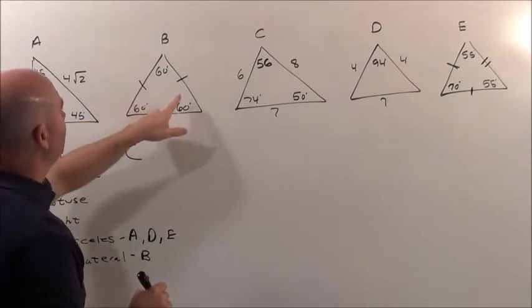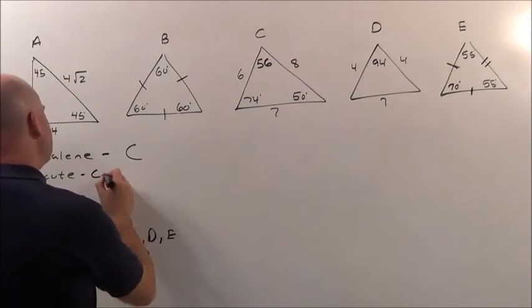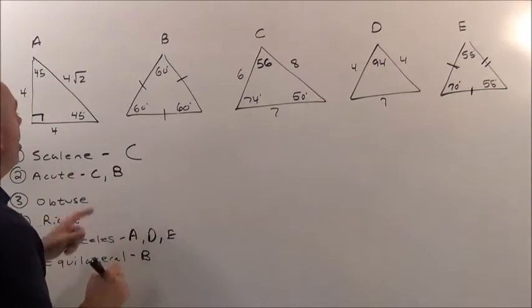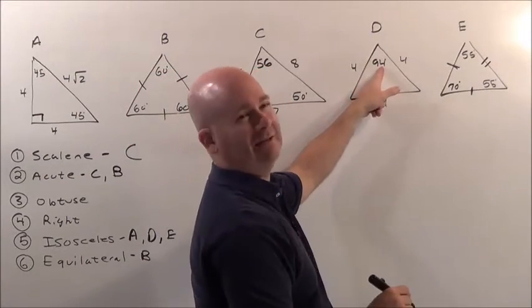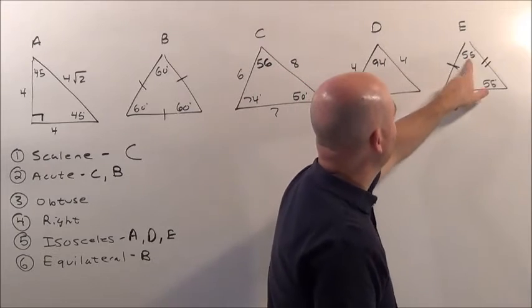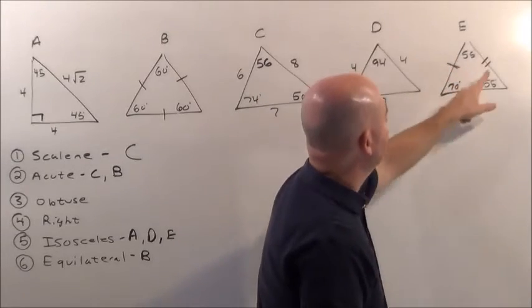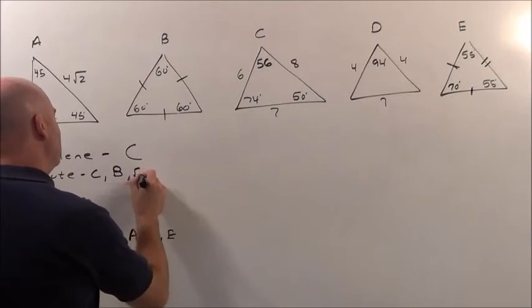If we come back here to B, he was equilateral, but he's also what? He's going to be acute also because they're all less than 90. We come up here, 94. He's more than 90, so we don't even have to worry about these two here. 55, 55, 70. Those are all less than 90, so E is also acute.